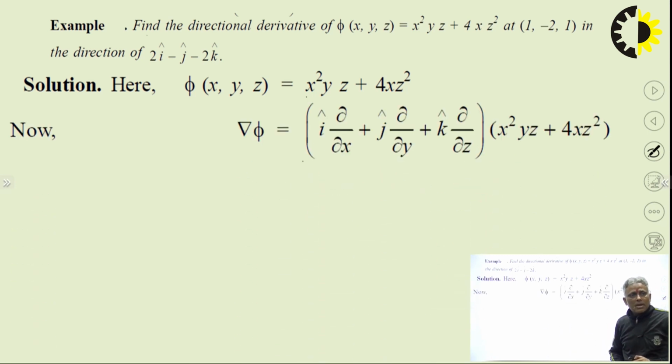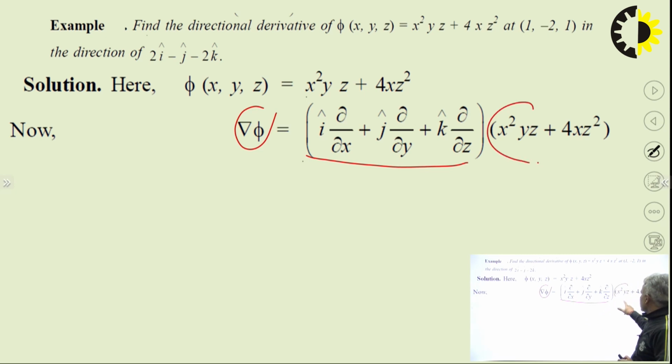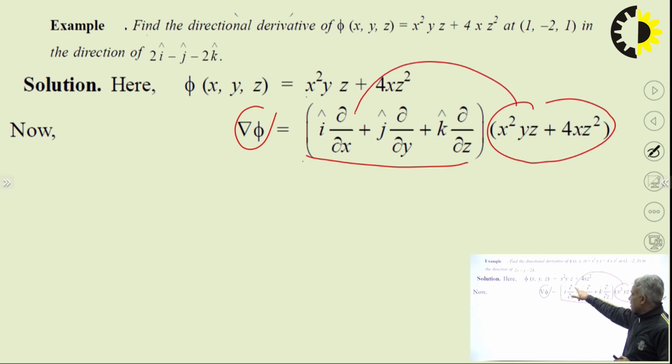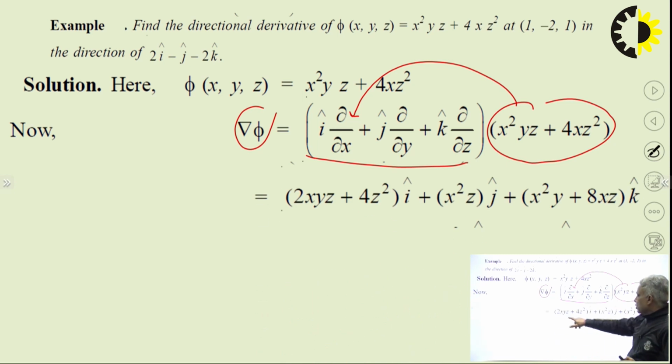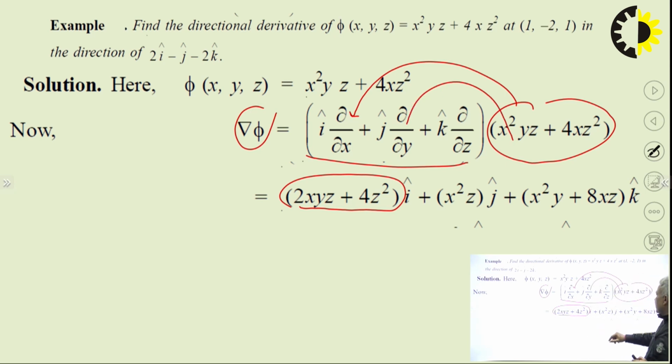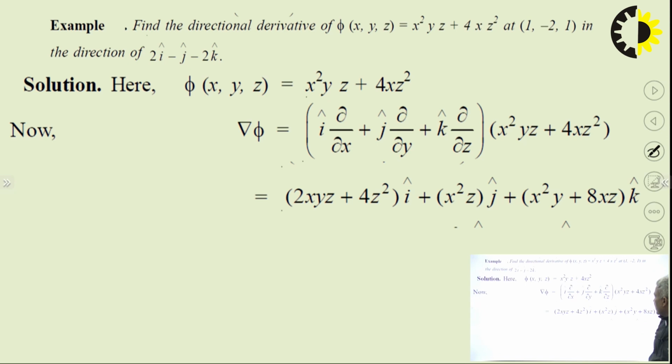That is del phi. How to calculate del phi? The value of del is this and phi is this. That means differentiation of phi with respect to x. So what will be the result here? The result will be 2xyz plus 4z square i cap. Differentiation of this with respect to y gives x square z j cap, because the differentiation of the other term is 0. In the same way, differentiation with respect to z gives x square y plus 8xyz k cap.